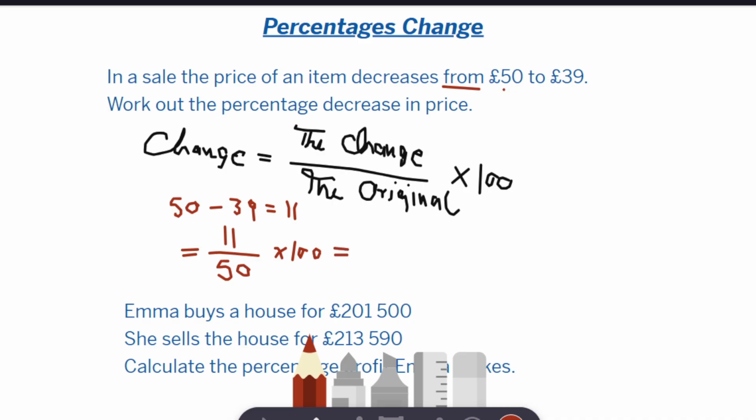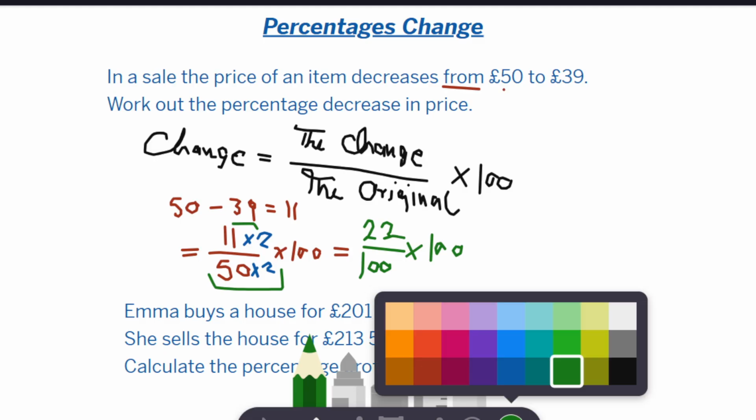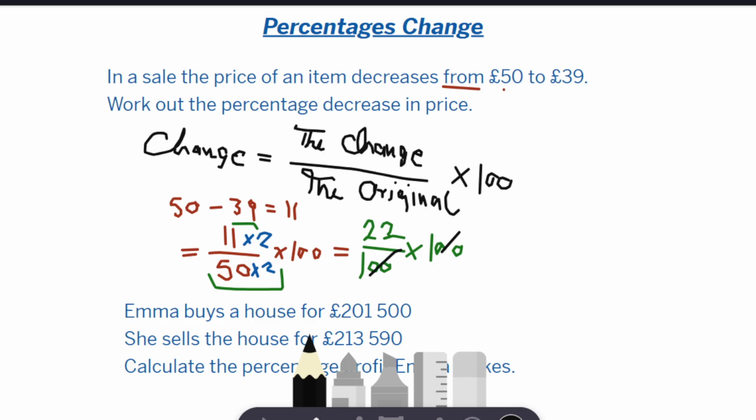This specific question is non-calculator. Usually it is calculator, but this one is not. So what we will do here is we will multiply both by 2 and then divide by 2. Why did I do that? I did that because I want this 50 to be 100. So I'll have 11 times 2 is 22, divided by 100 times 100. That's very good. So 100 and 100 will cancel each other. So I'll just be left with 22. So the answer is 22%. How easy. Did you get it?